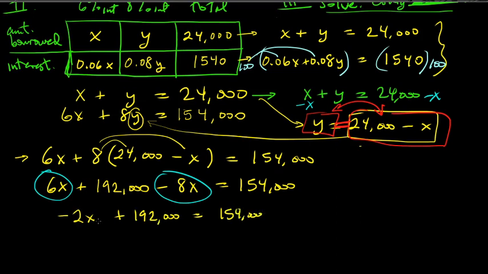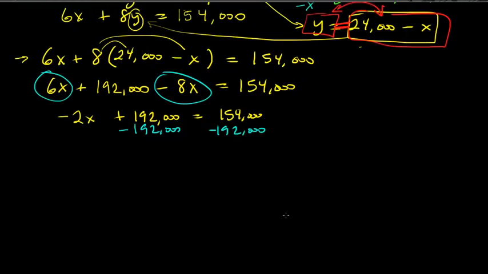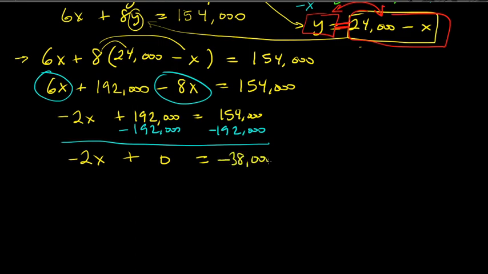Right. So we can subtract the 192,000 from both sides. And if we do that, on the left side, we just get negative 2x, because this adds up to 0. And on the right side, we get a negative 38,000. So negative 2x equals negative 38,000.